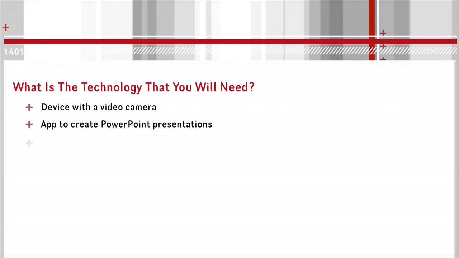The one thing you may need that we're going to be using in our example is going to be Explain Everything. Explain Everything is $2.99, small price.